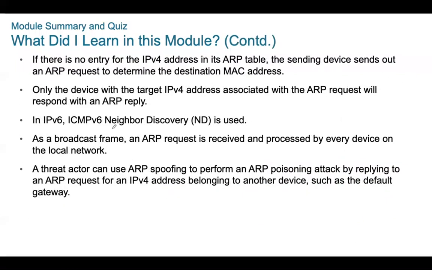And if there is IPv6, it will use the ICMPv6 request packet for discovering the neighbors. And as these frames are broadcast, the ARP request is received and processed by every device on the local area network. So here the threat actor can use this ARP spoofing to perform as an active actor, such as the default gateway which we have seen in the video part.